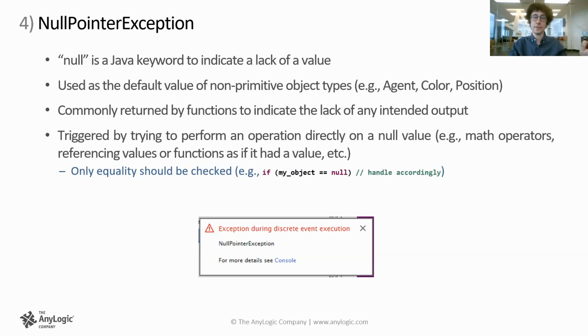And so for any case where there might be a null output, you'll need to check whether that return value is null. But if you try to do any sort of operation, like adding a value to null or calling a function as if it returned an intended output, it will cause this null pointer exception.